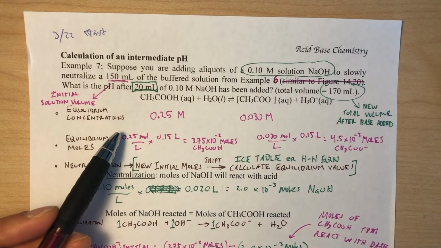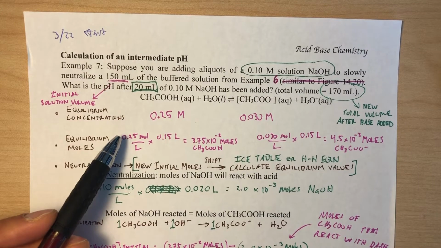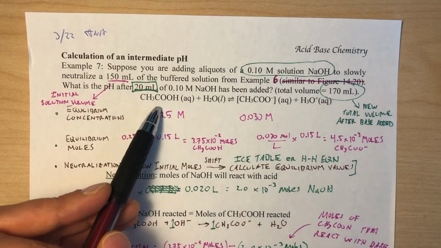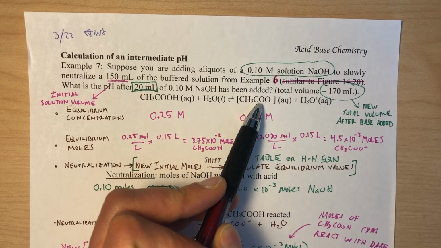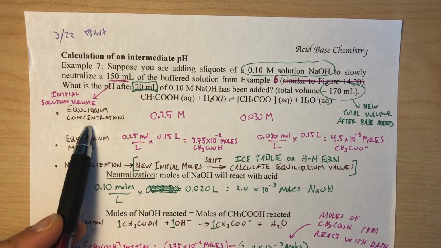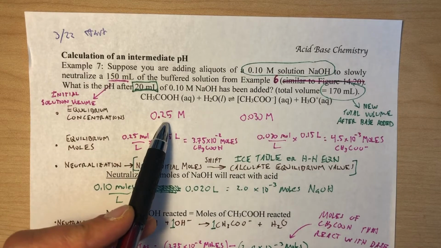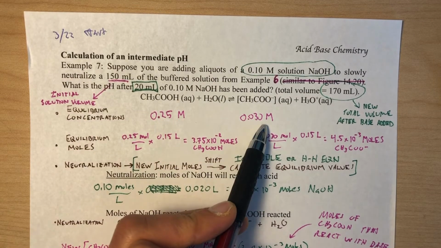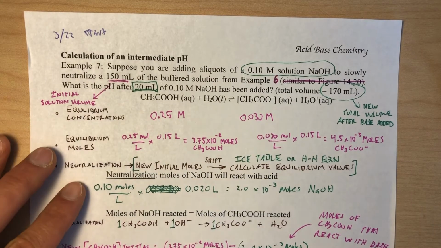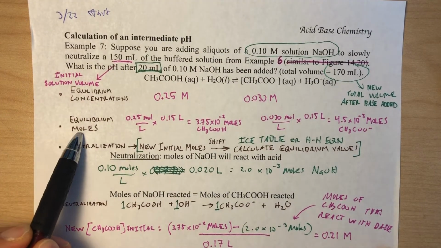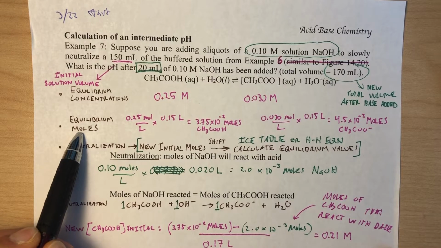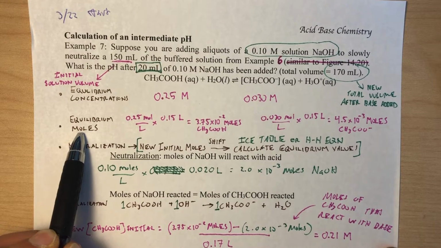So this type of problem is a step towards what we're going to be doing a lot of, which are titration problems. But for now, what we're looking at is a buffered solution of acetic acid and its conjugate base acetate. And we have equilibrium concentrations from the last problem that are 0.25 molar and 0.030 molar. So what we need to figure out is our equilibrium moles, because it is going to be our moles of acid that react with moles of base in a 1-to-1 ratio. So we do that calculation here.